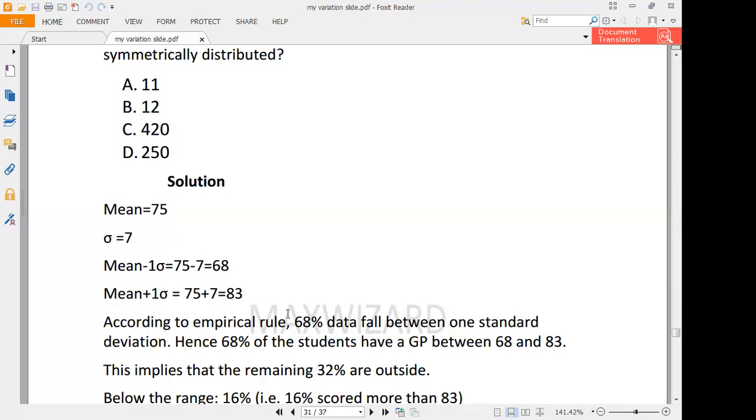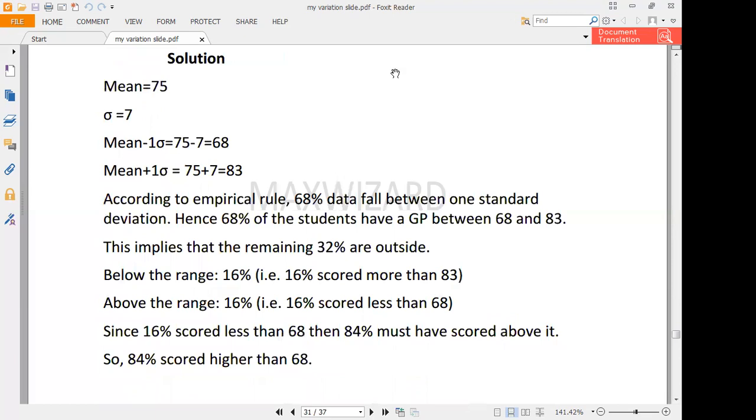What we are trying to say is that approximately 32%, if you subtract 68 from 100, you have 32. So 32% are going to be outside this range, which can also be interpreted as 16% below the range, I mean below 68, while the remaining 16% would be above 83. Because when you say something is symmetric, whatever is at the right will be at the left. So we can divide that 32 into 2 and say 16 below the range, 16 above the range.